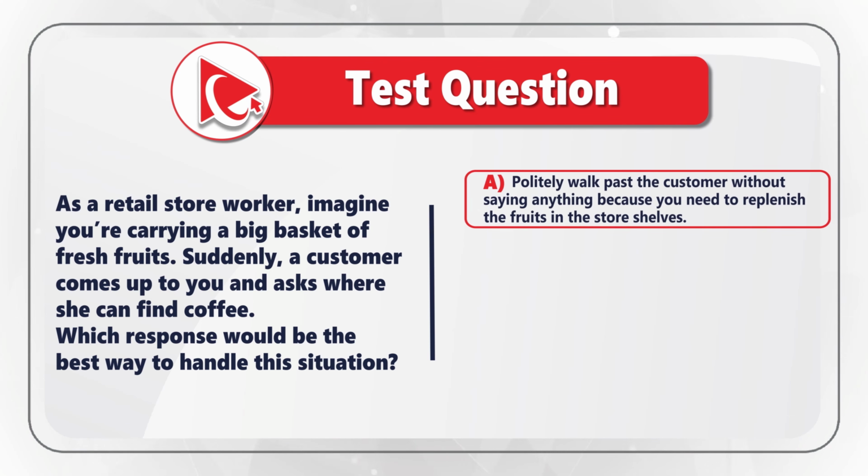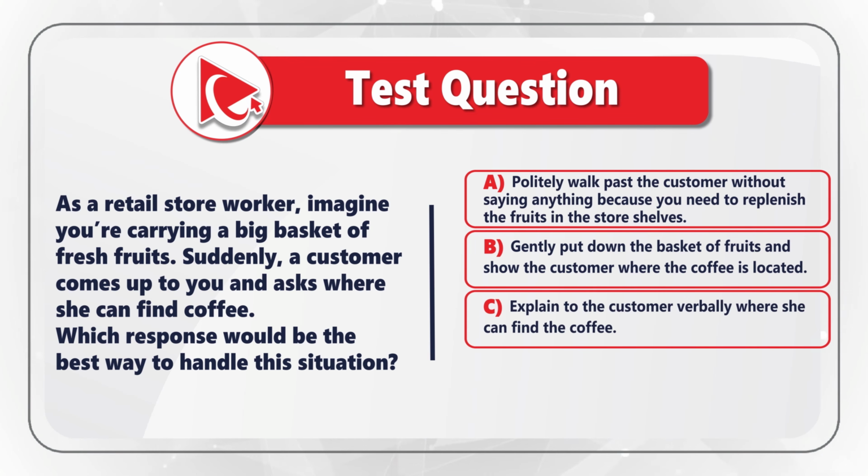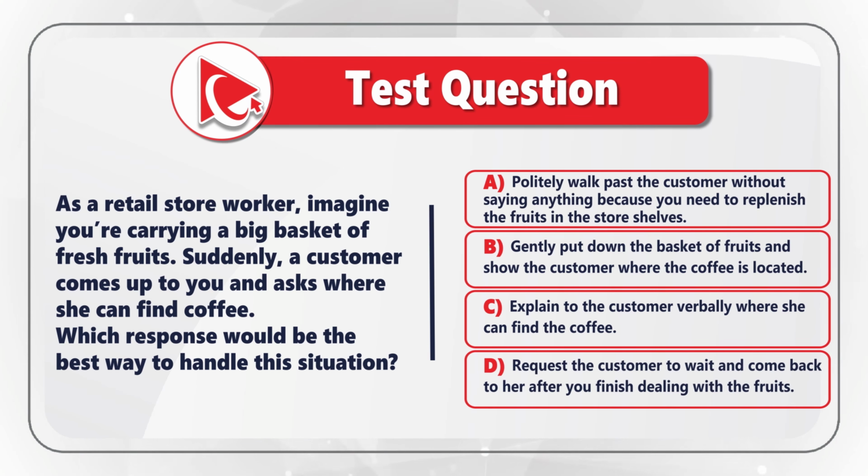Choice A, politely walk past the customer without saying anything because you need to replenish the fruits in the store shelves. Choice B, gently put down the basket of fruits and show the customer where the coffee is located. Choice C, explain to the customer verbally where she can find the coffee. And then last but not least, choice D, request the customer to wait and come back to her after you finish dealing with the fruits.